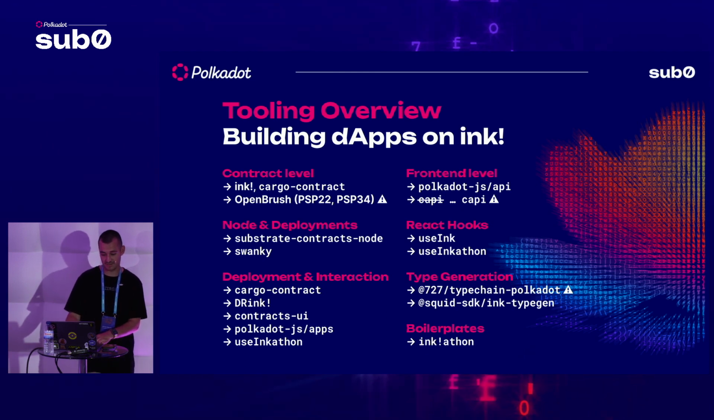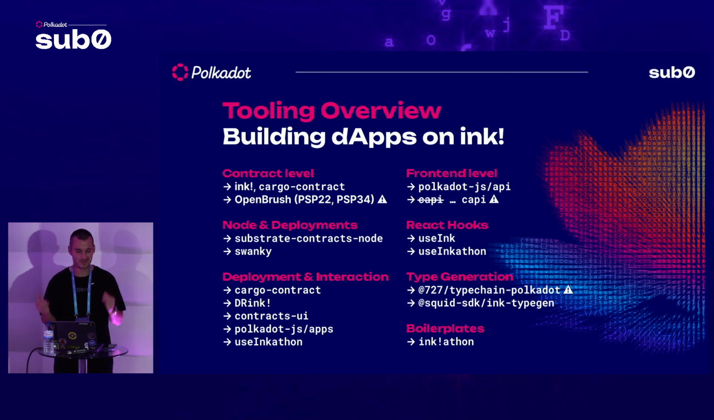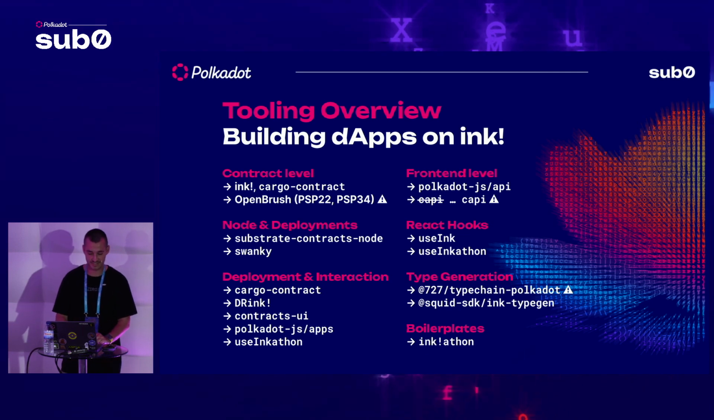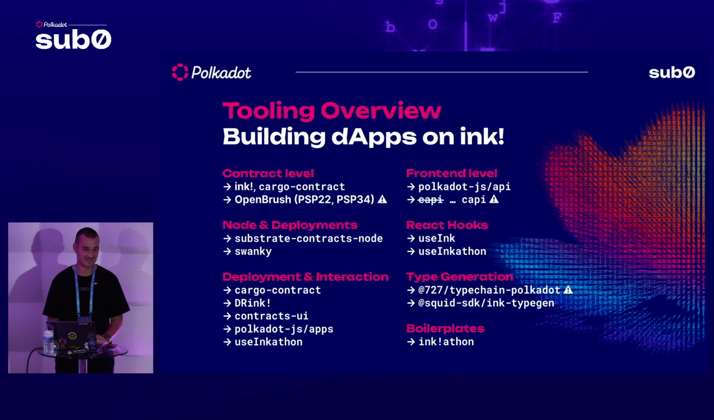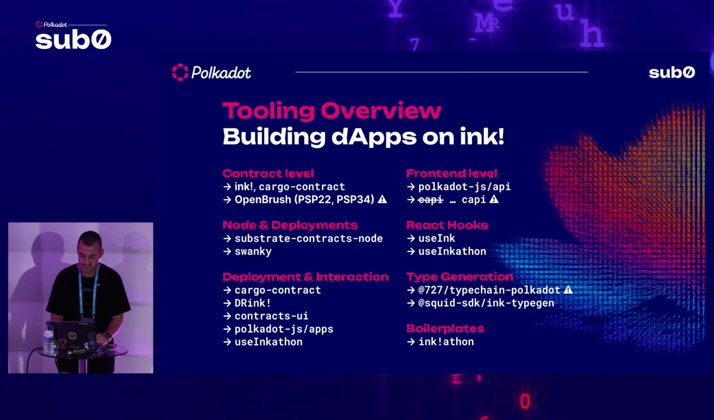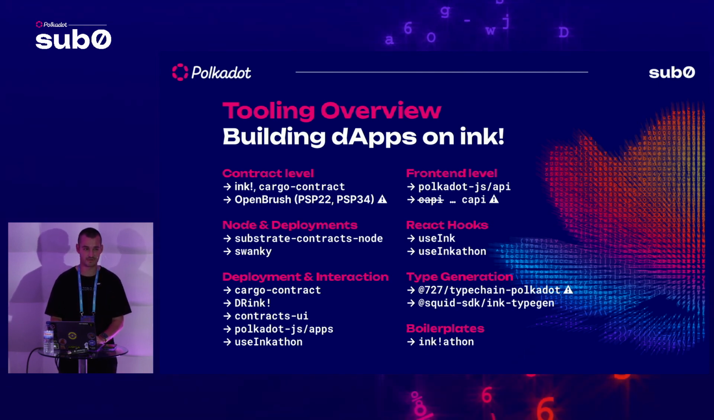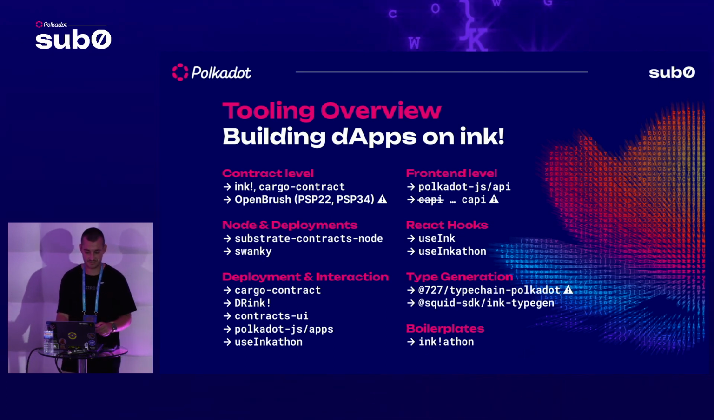There's Drink, which is rather new by the Azero team, which is some kind of terminal GUI where you can play with the contracts, deploy them with a couple of commands, speak to them, do queries, transactions. There is Contracts UI, which I personally very much like. It's basically a front end in the browser where you can drag and drop contracts. It auto-generates a UI for you where you can see all the functions, interact with them, and just play around with your contract.